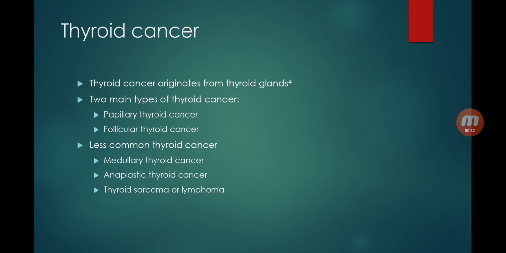Thyroid cancer is a type of cancer that starts in the thyroid gland, usually on one side. It starts when cells begin to grow out of control. There are two main types of thyroid cancer. They are papillary thyroid cancer and follicular thyroid cancer. And three other less common thyroid cancers are medullary thyroid cancer, anaplastic thyroid cancer, thyroid sarcoma, or lymphoma.